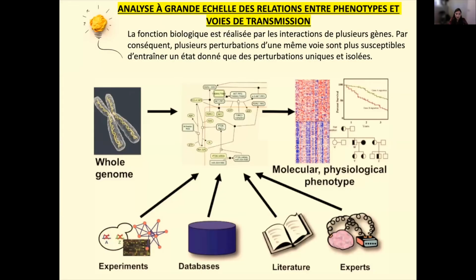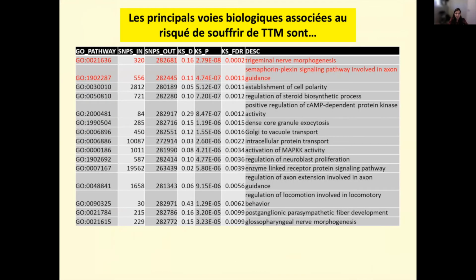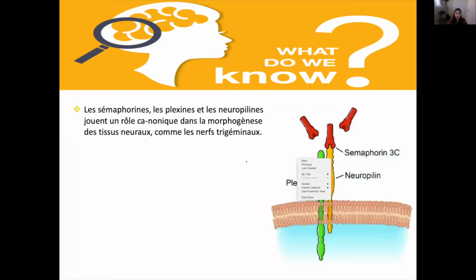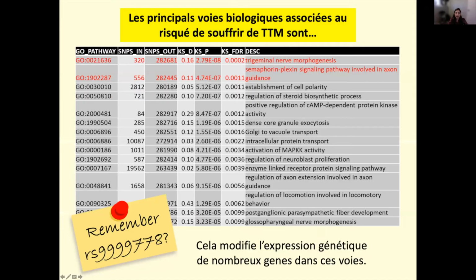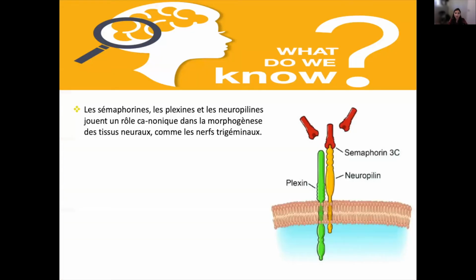In some genetic studies, we look at the genes in the largest scale analysis related to the phenotype, so you might end up looking at biological pathways and their correlation to a phenotype, which in our case is TMD. We have several levels that I'm going to skip because of our time. In our case, we found two biological pathways that are highly associated with risk of having TMD. These pathways are related to semaphorin, plexin, and neuropilin protein networks, which have important roles in morphogenesis of neural tissue, including the trigeminal nerve.